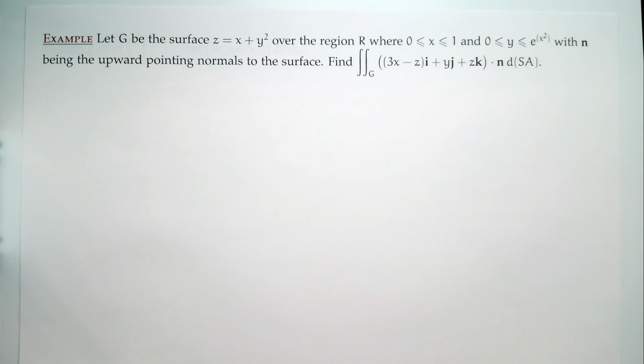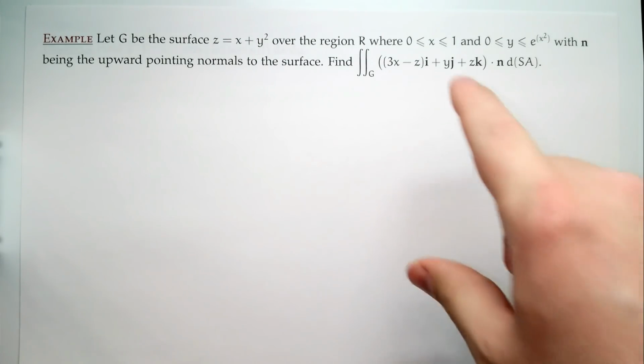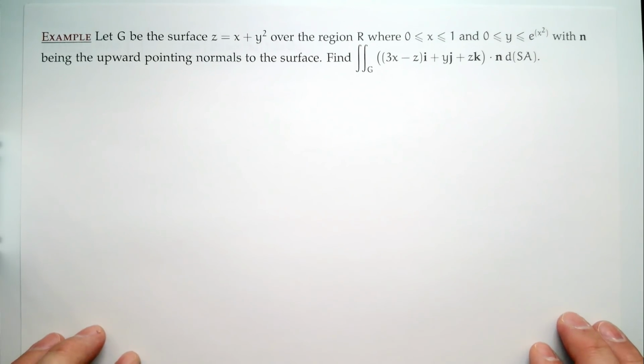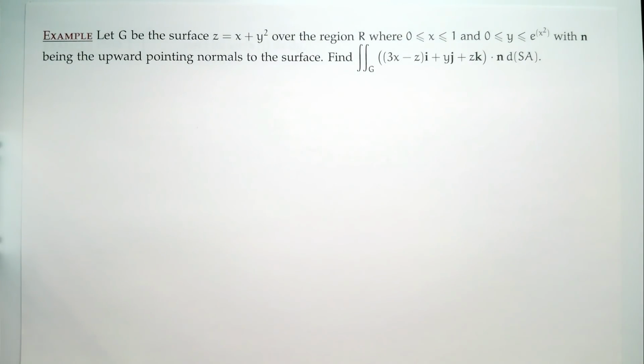So, let G be the surface z equals (x plus y) squared over the region R. And what's R? x goes between 0 and 1, and y goes between 0 and e to the x squared. That's a bold region. n is the upward normal to the surface, and we are going to ask to find the integral over G of (3x minus z)i plus y j plus z k, dot n dS.